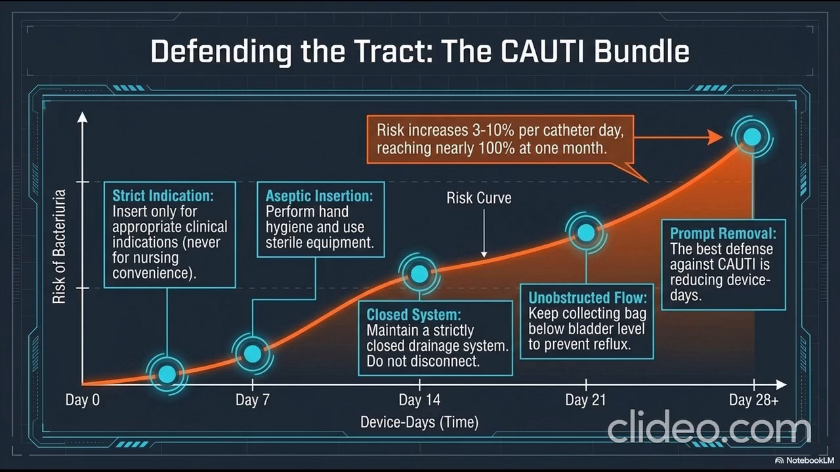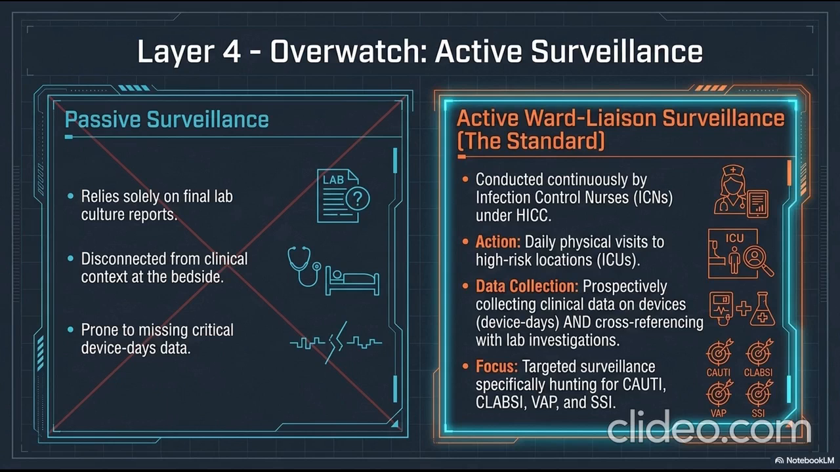Layer 4, Overwatch, focuses on active surveillance rather than passive lab reports. While passive surveillance is prone to missing data and lacks clinical context, active ward liaison surveillance involves daily physical visits by infection control nurses to the ICU. These nurses prospectively collect data on device days and specifically hunt for VAP, CLABSI, CAUTI, and surgical site infections, SSI.